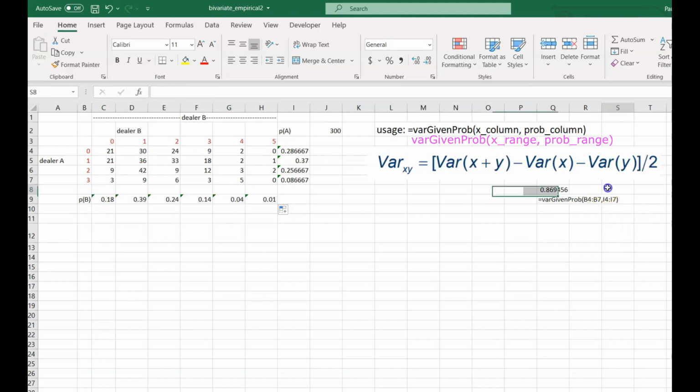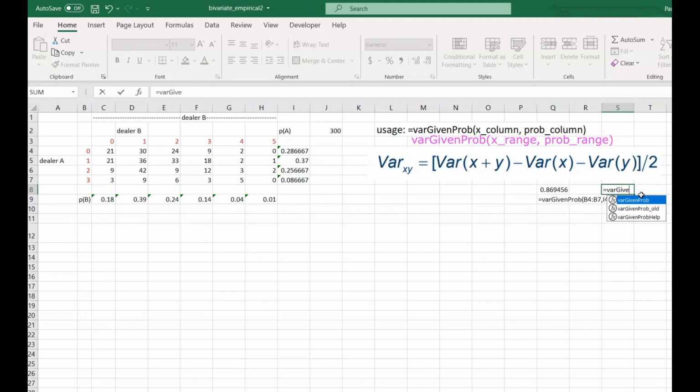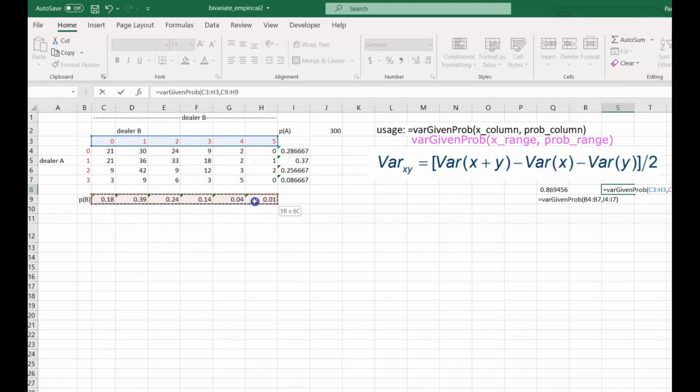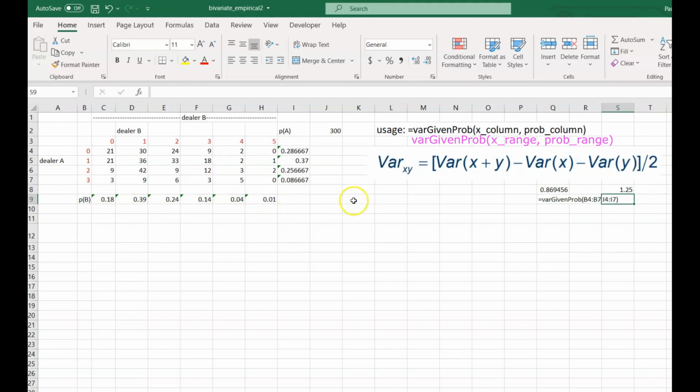Okay, so this is VAR. So equal VAR given probability of, so this is X value, comma, corresponding probability. Okay, probability. Then we got our VARX, VARY.